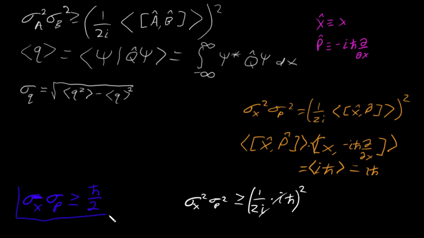And this is the uncertainty principle we all know and love, and we derived that from the x and p operators, as well as this general uncertainty principle that we derived back in section 2. So I'm going to move this up here so I have a little more space to work. We know that sigma x, sigma p is greater than or equal to h bar over 2.